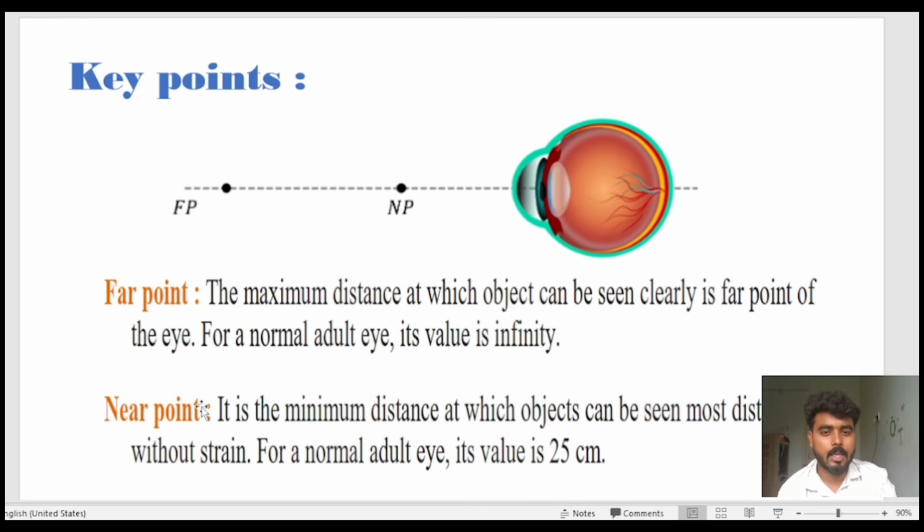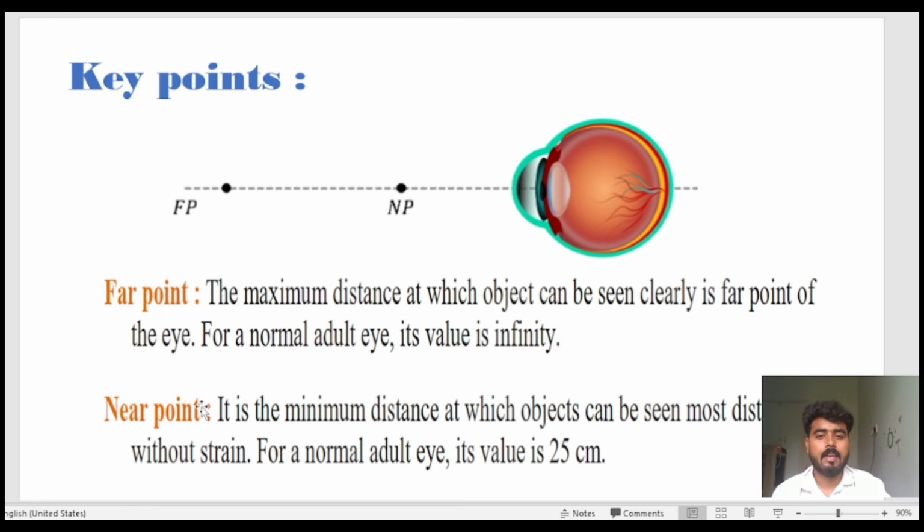Now we are moving to the important points, like key points. These are the important key points in this chapter. Okay. What is the meaning of far point? What is the meaning of near point? There are two terms.